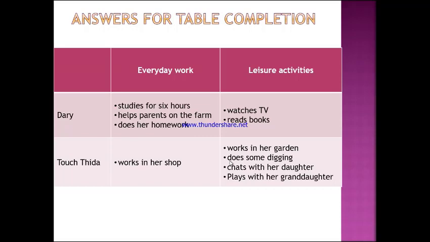But she has a lot of free time activities. Not a lot of free time, but lots of free time activities. She works in her garden. Yeah, she does some digging. And every Saturday, she chats with her daughter Nari and also plays with her granddaughter.